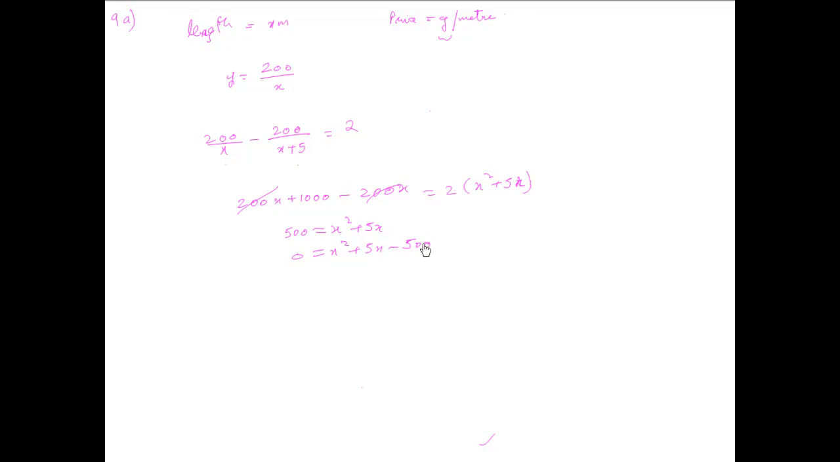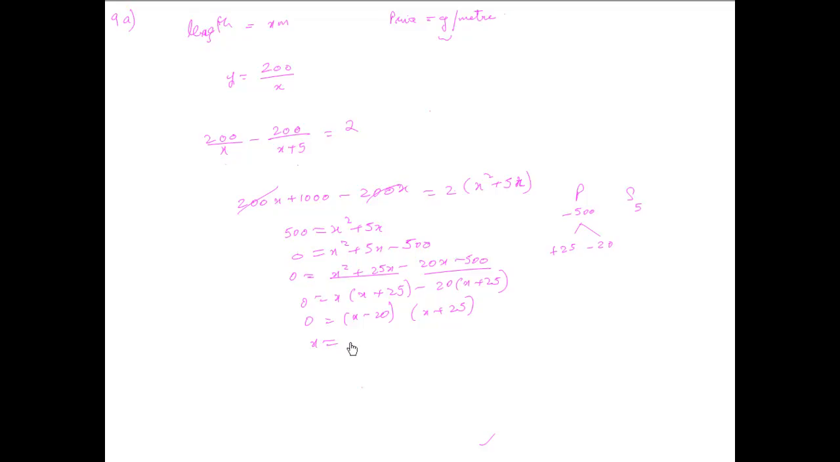The factors, children: product is negative 500, sum is positive 5. The two numbers are 25 and 20, this being positive and this being negative. So that's 0 is equal to x squared plus 25x minus 20x minus 500. Take common, so 0 is equal to x plus 25 minus 20, x plus 25. That's x minus 20, x plus 25 is equal to 0.